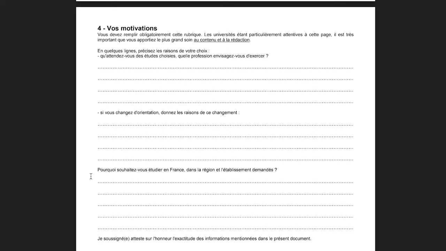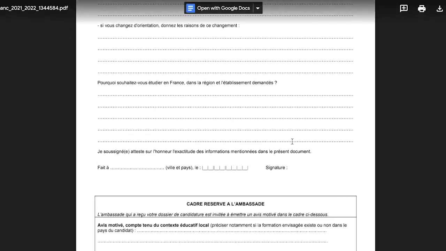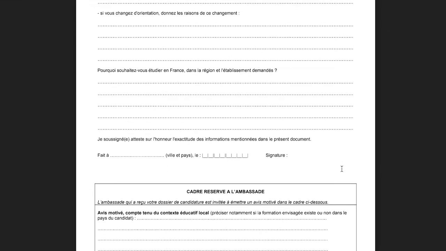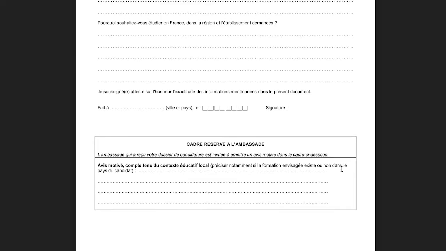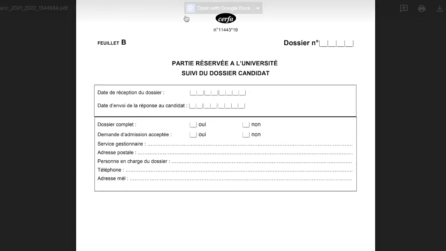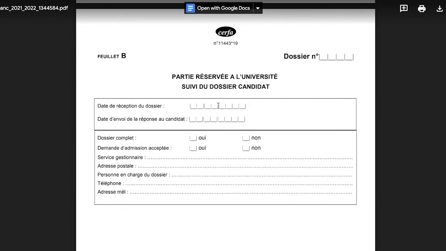And then just underneath, you just have to sign it and date it, and then that is the first section of the application done. Already. High five. Good job. Section B isn't for us. That is for the university to fill out.